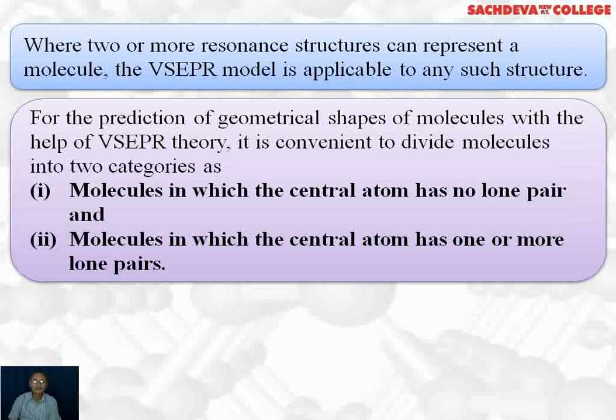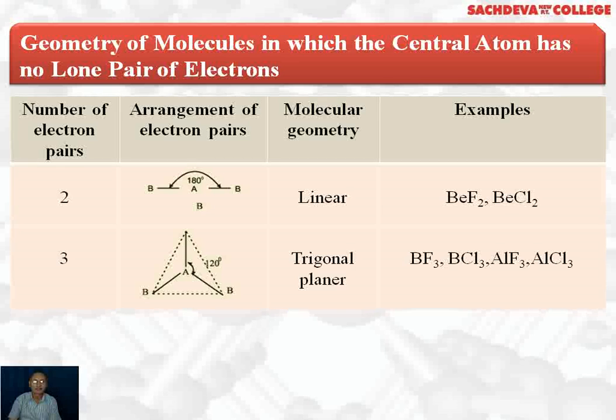Now before we take up the examples, we have to keep in mind there is maximum repulsion between lone pair and lone pair of electrons, followed by lone pair and bonded pair of electrons, and minimum repulsion between bonded pair and bonded pair of electrons. Every molecule or ion will acquire such a shape so that repulsion is minimum and the molecule or ion is most stable. Now we are taking geometry of molecules in which the central atom has no lone pair of electrons, only bonded pairs of electrons.